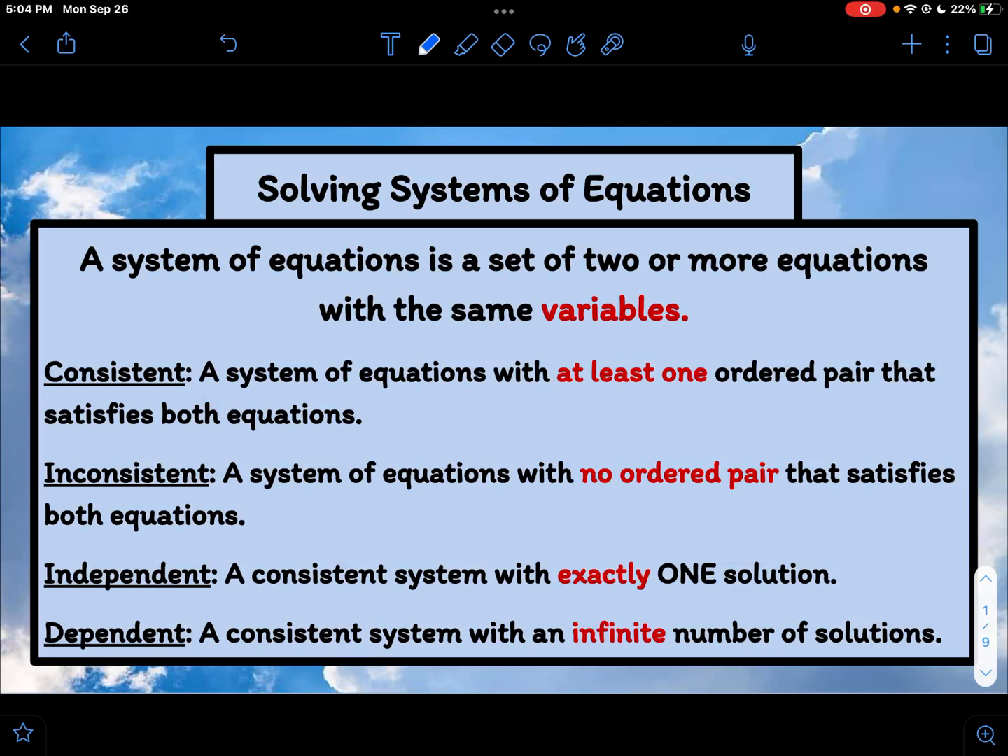Hey everyone, we're going to start systems of equations today. This is the major part of our bundle. So some basics about systems of equations. A system of equations is a set of two or more equations with the same variables.